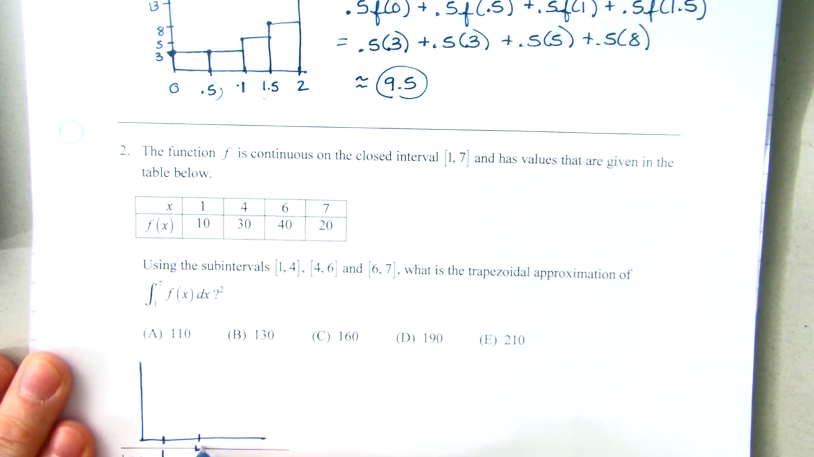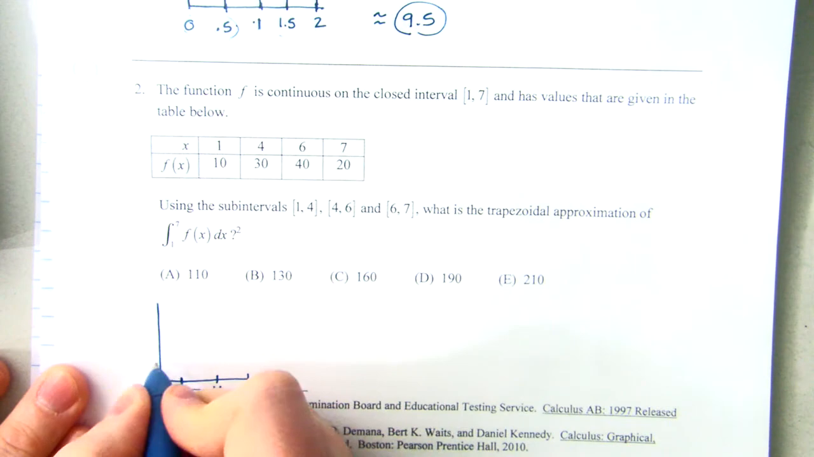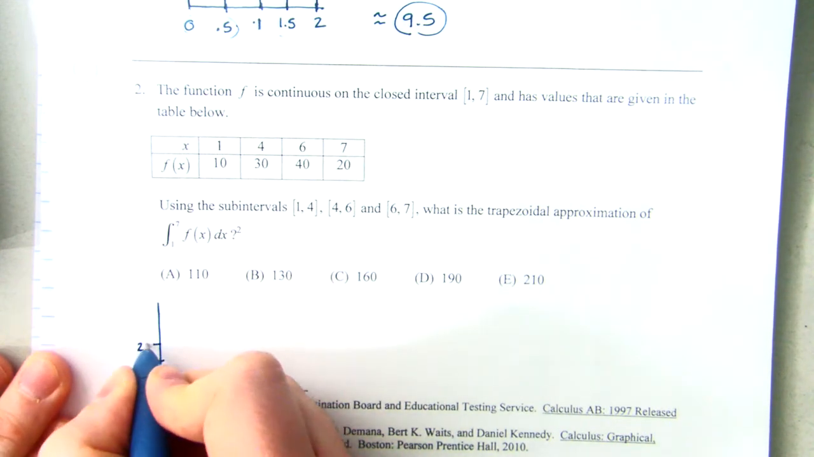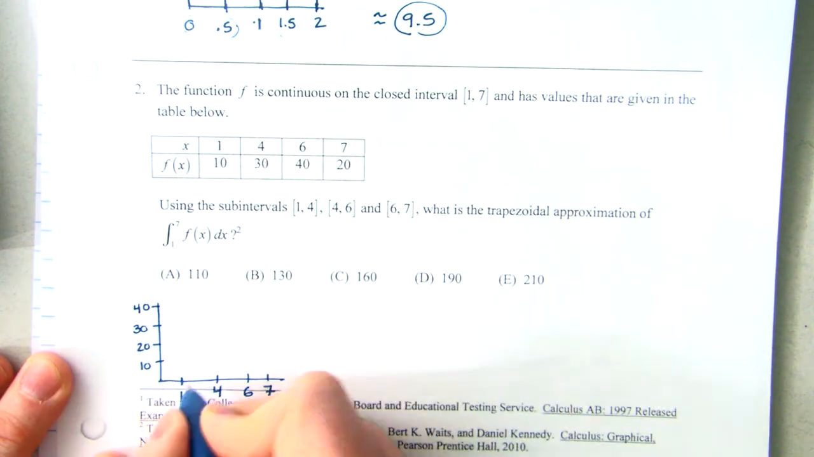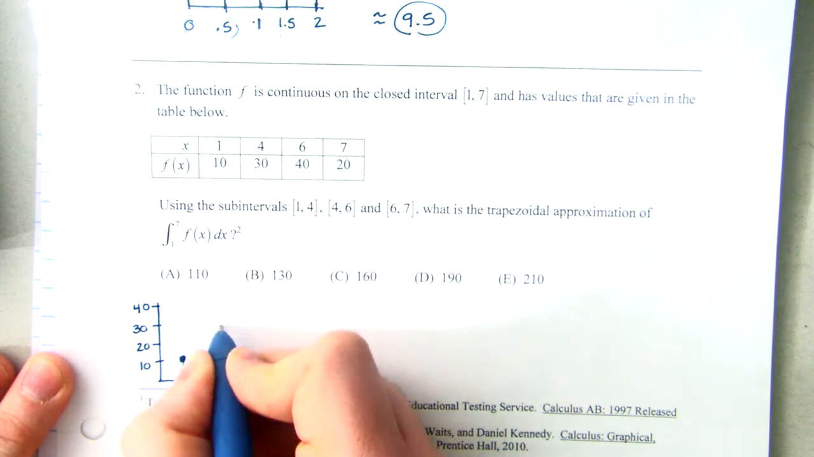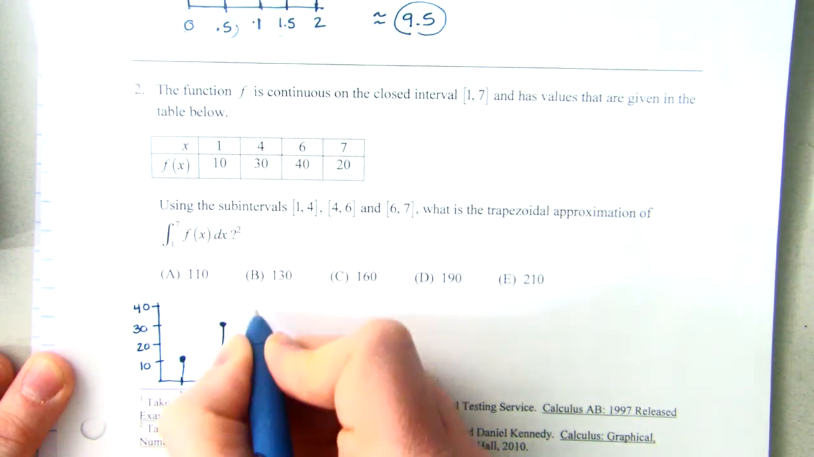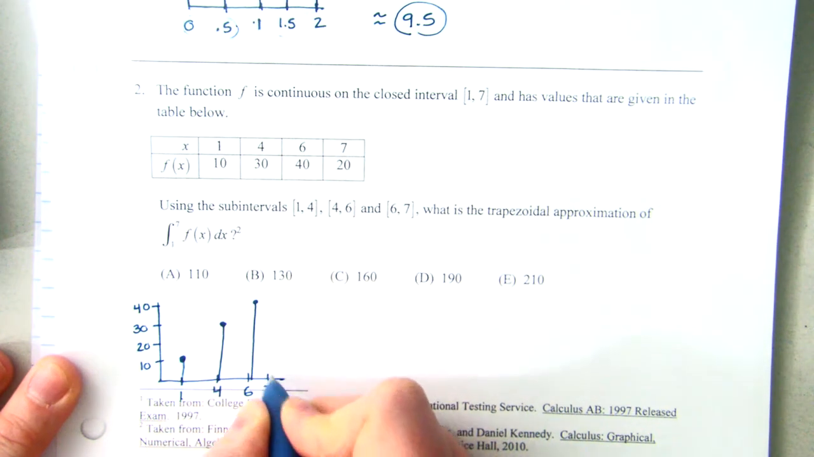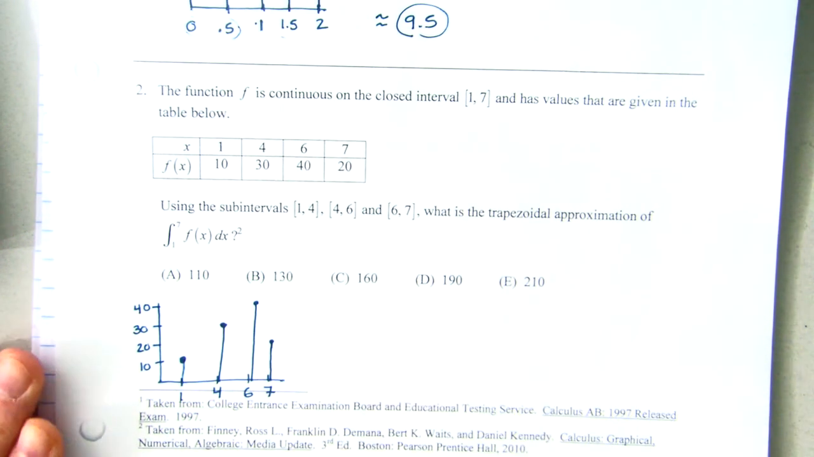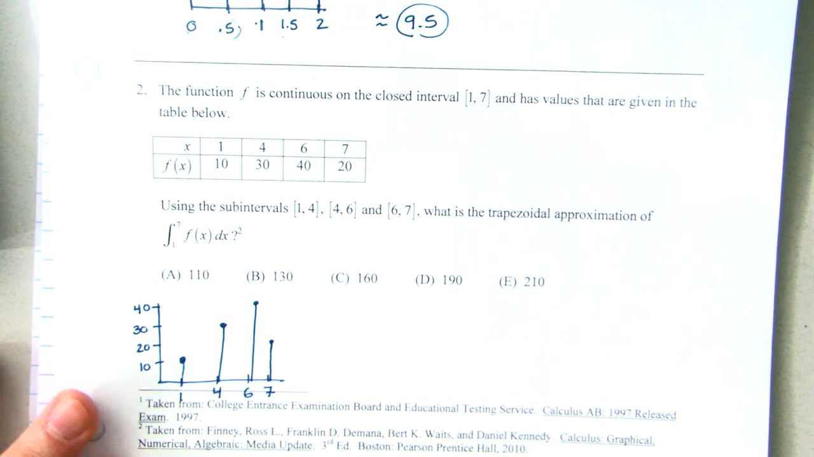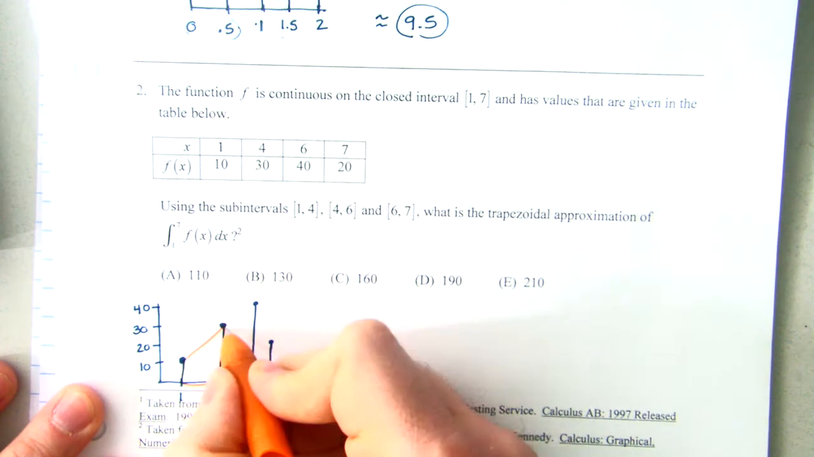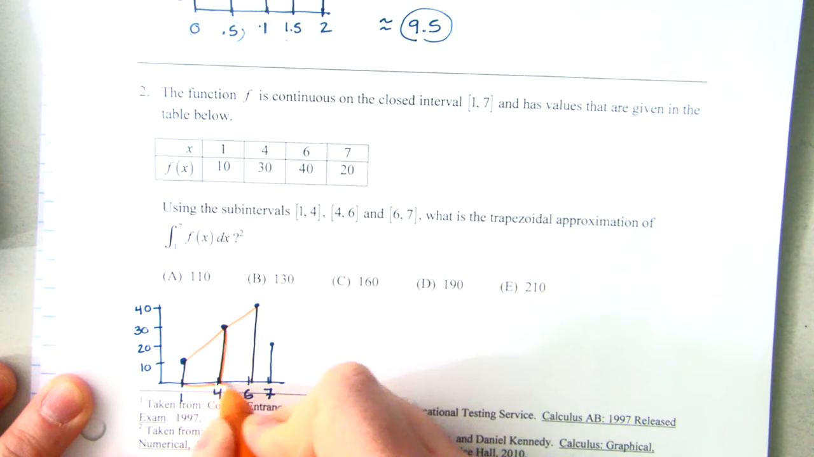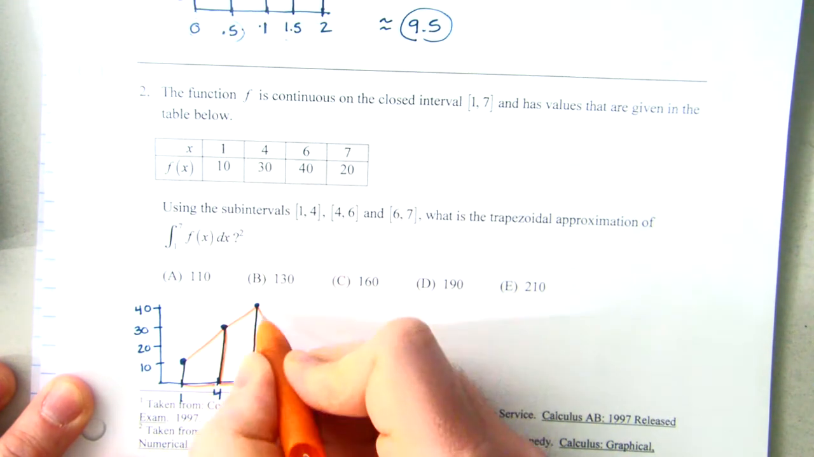I've got 1, 4, 6, 7 as x values. Let's see, 10, 20, 30, 40. My height at 1 is 10. My height at 4 is 30. My height at 6 is 40. My height at 7 is 20. And I want to do trapezoids. So my trapezoid between 1 and 4 is going to look like that. Trapezoid between 4 and 6 will look like this one. Trapezoid between 6 and 7 will look like that.